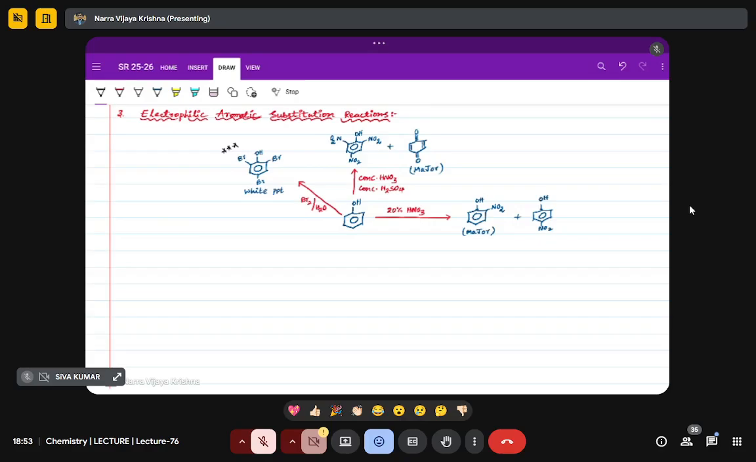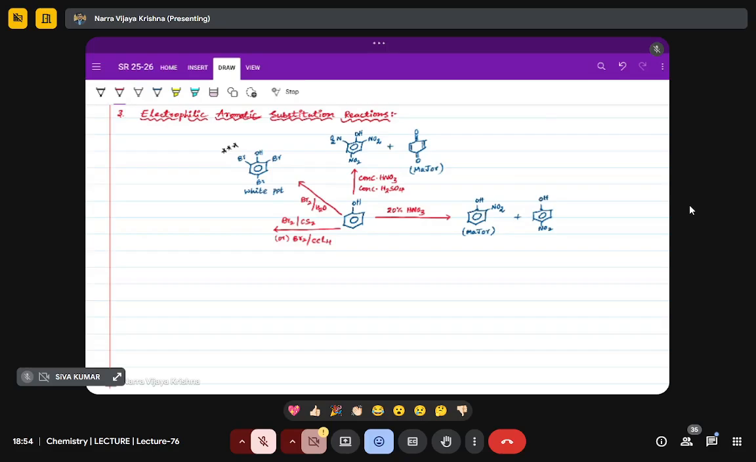Now, the same bromine, instead of water, if I take carbon disulfide or CCl4, Br2 in presence of CCl4. Alkenes, we discussed this: alkenes with Br2 in CCl4 go through a three-membered cyclic transition state. Here Br plus is generated and can act as an electrophile. It will show electrophilic substitution, and OH is ortho-para directing, so Br plus will attack at the ortho or para position.